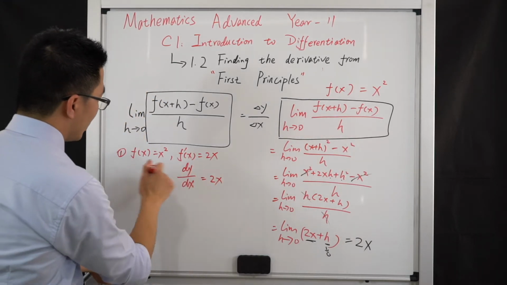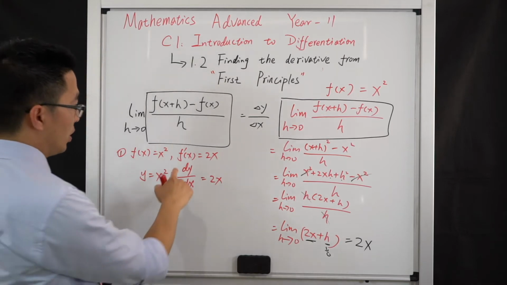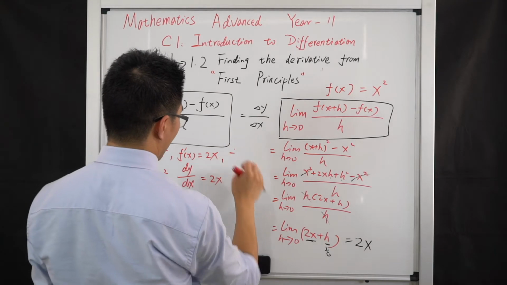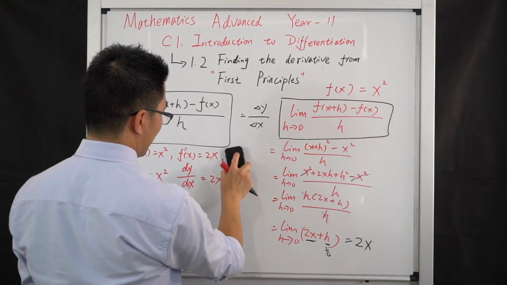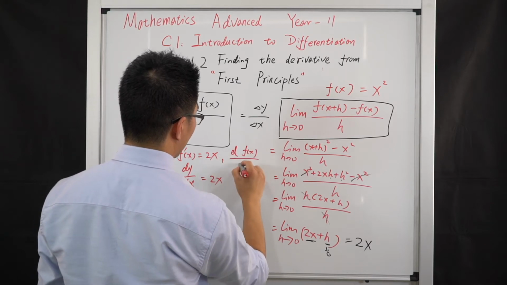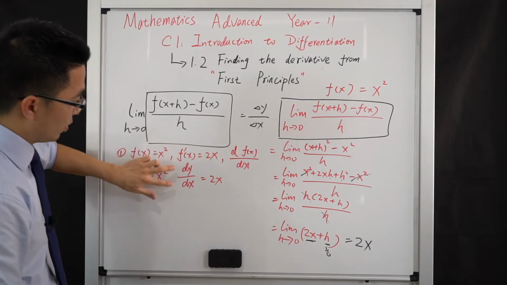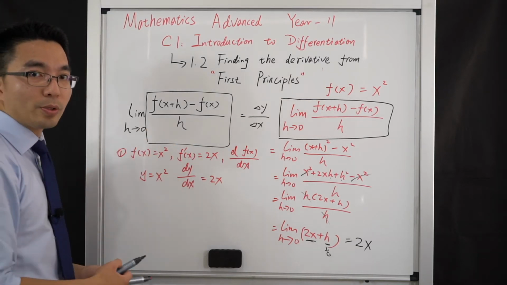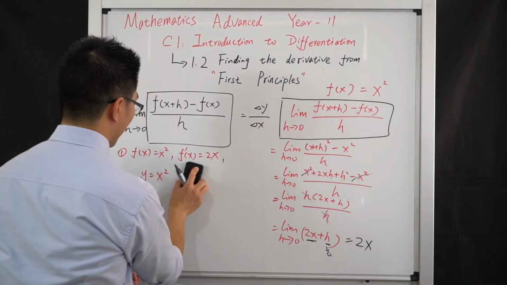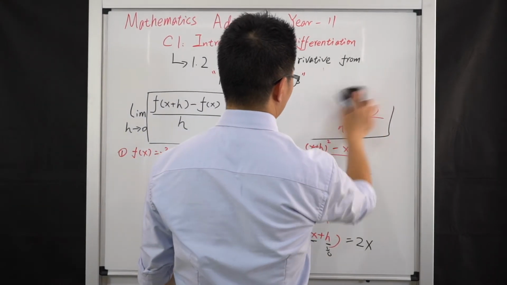So we can use this form or we can use this form, equal to 2x. When we're using y, then here y equals x squared. Or if you prefer using f(x), here we can say d f(x) divided by dx. We can use this form, or this form. They're all up to you. Okay, let's try another example.